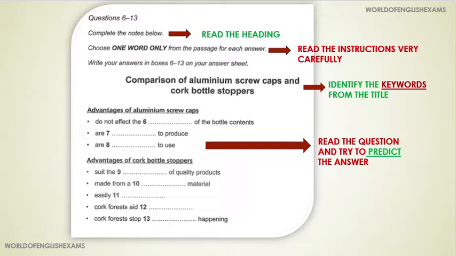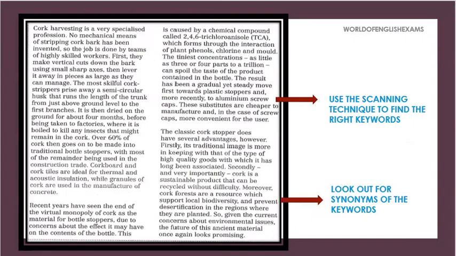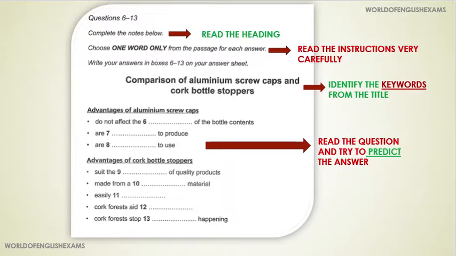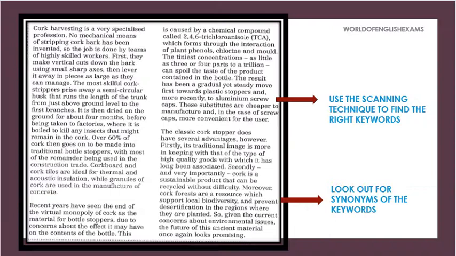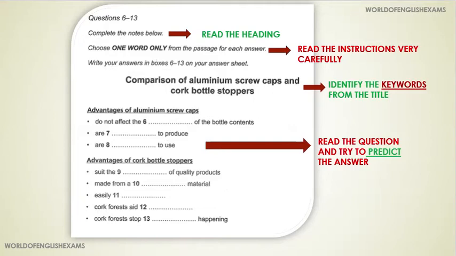Next, cork forests stop dash happening and prevent desertification. What is the meaning of prevent? Prevent is nothing but stop. So what are they stopping, guys? They are stopping the process of desertification from happening. So what is the 13th answer, guys? The 13th answer is desertification. Have you noticed how easy it is if we mark the right keywords?